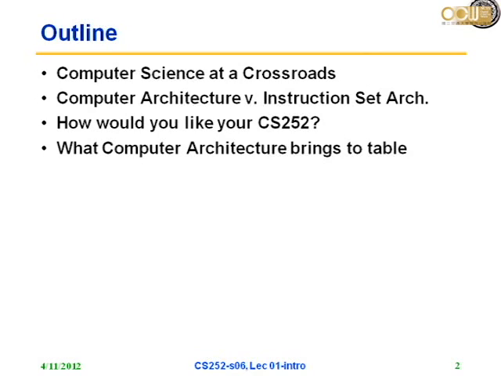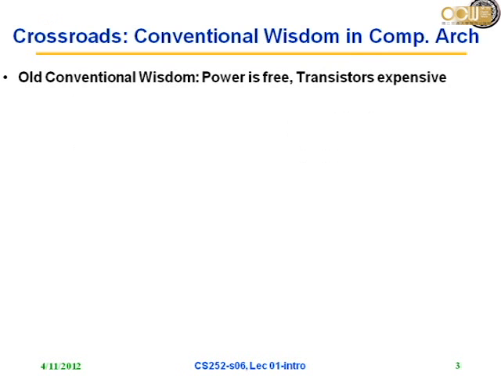And then what computer architecture brings to the table: what topics, what job opportunities, research opportunities there are. Crossroads: conventional wisdom in computer architecture. We used to think power is free, transistors are expensive.